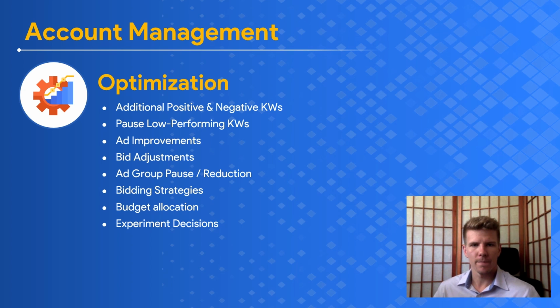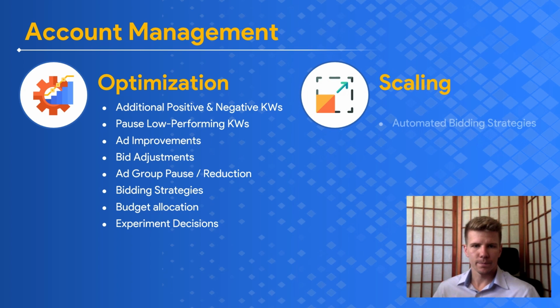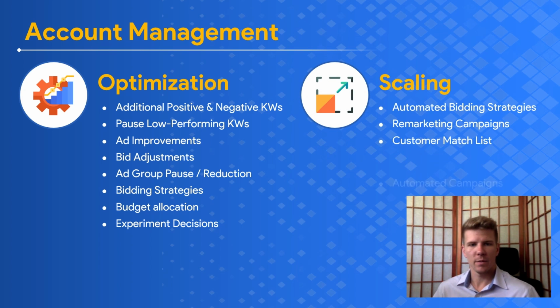locations, ad schedule, etc. Ad group pausing and reduction of budget towards it. Ideally, it's good to start with reduction rather than turning things off. Bidding strategies and how you want to rev those up over time. Budget allocation, so allocating budget between campaigns depending on what vertical or campaign is producing the highest revenue for you and what your goals are. And then experimental decisions. So scaling, it's going to be automated bidding strategies, so upgrading to higher level bidding strategies around like conversions, conversion value, return on investment, etc.